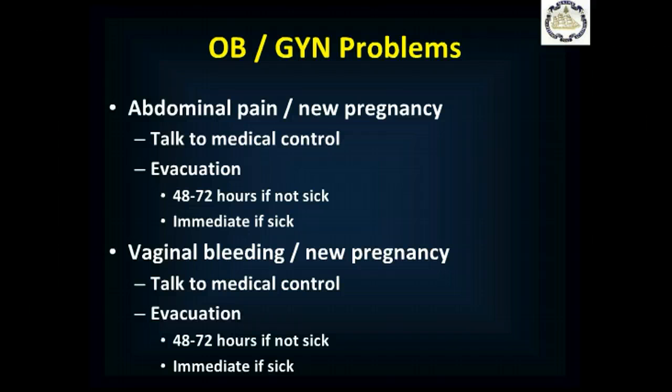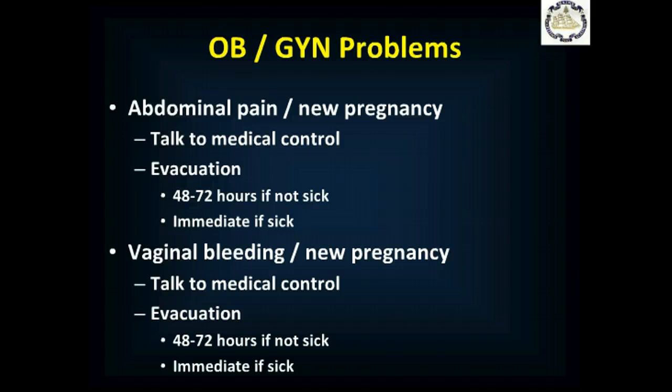So what do you do if the patient has abdominal pain in a newly diagnosed pregnancy? You talk to medical control. These patients need to be evacuated. If they have completely normal vital signs, they have mild pain, they don't have any bad findings on their abdominal exam, preferably they're evacuated in 24 hours. You could conceivably extend that to 48 to 72 hours if they continue to remain stable.